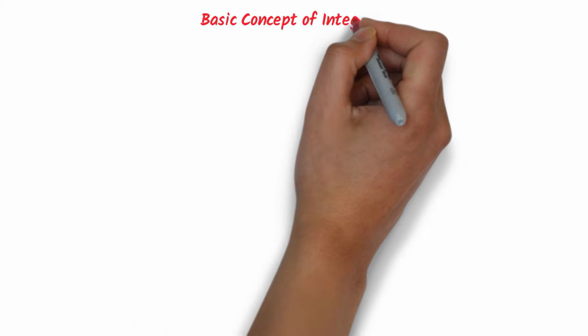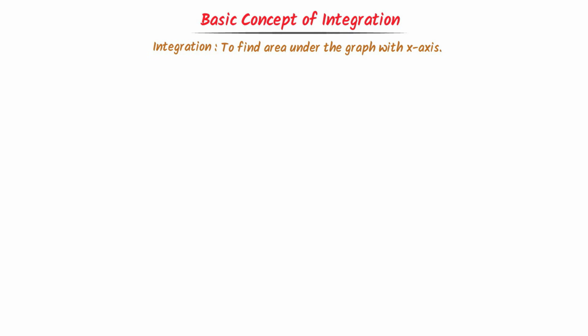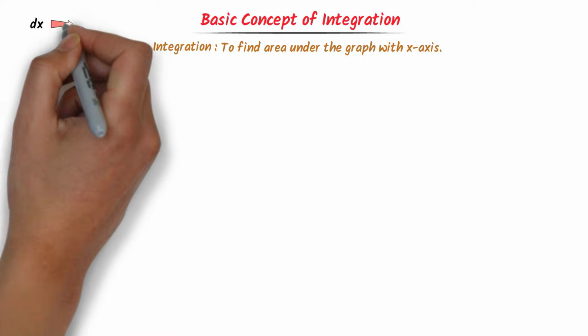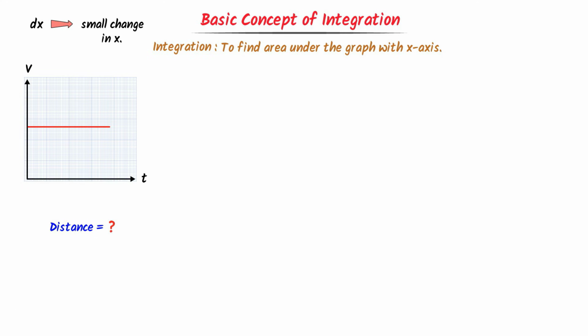Now we will learn the basic concept of integration using my personal approach. We know that integration is used to find the area under the graph with the x-axis. Here, remember that dx means a small change in x. Now consider this p-time graph and find its distance.